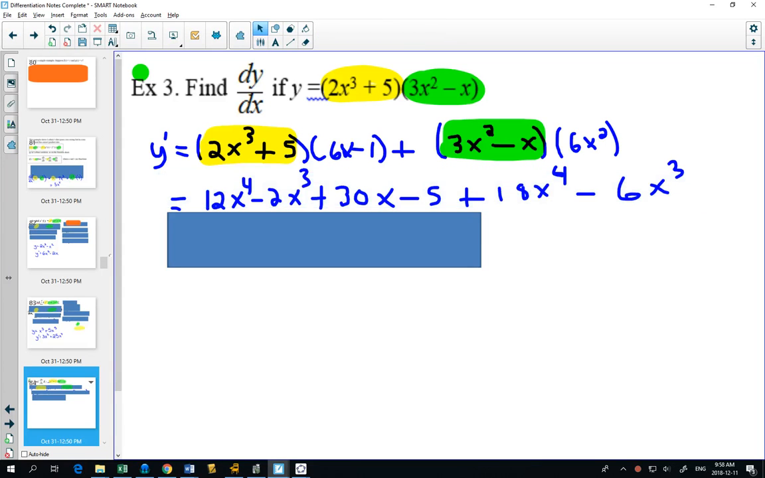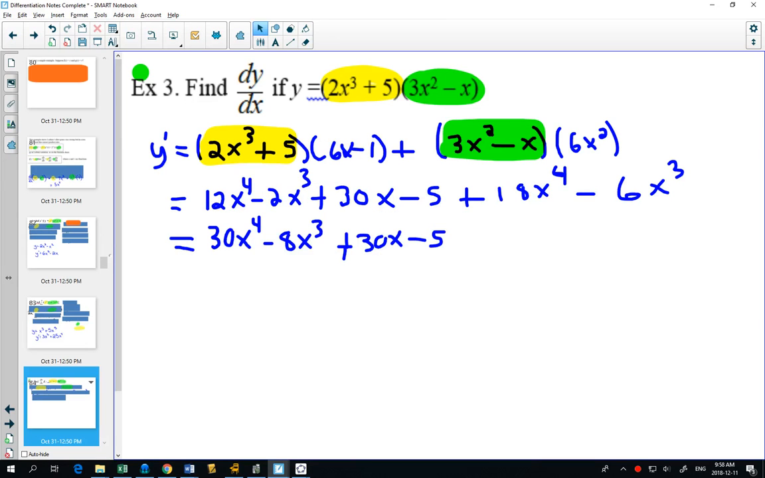you could distribute, combine your like terms, and get your answer. Yes?